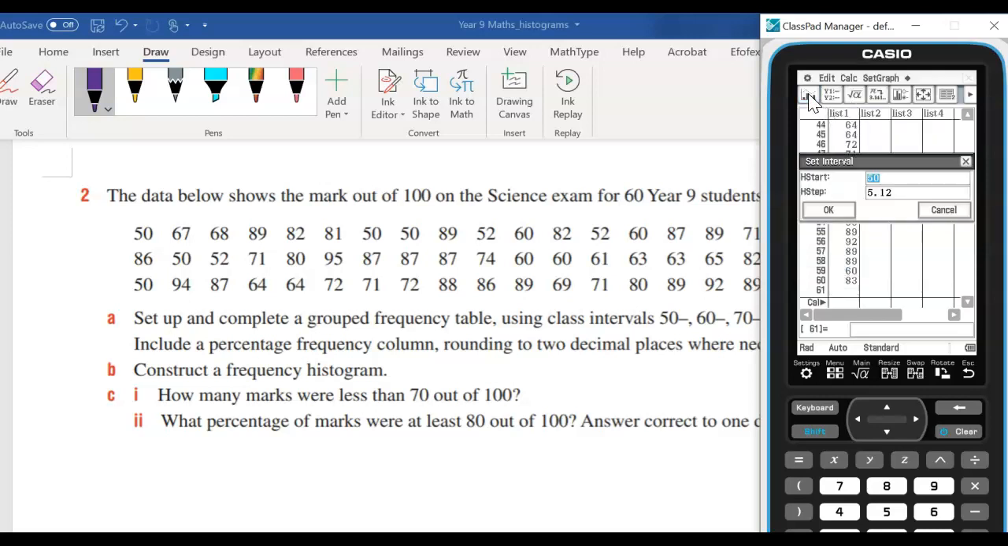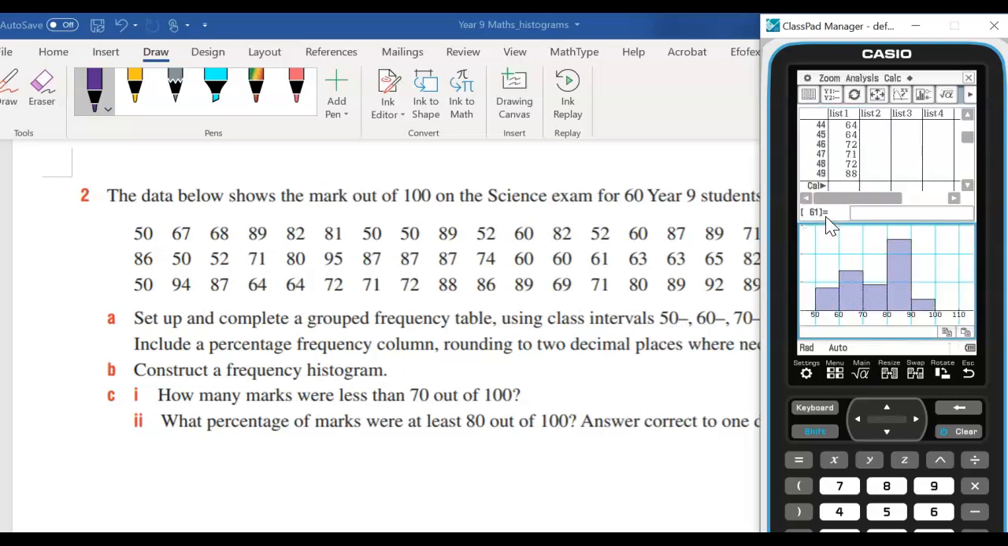Okay, and then have a look at our histogram. It's suggested we start at 50, so 50 must be our lowest value. The question does say we're starting at 50 anyway. Intervals of 10, so I'm going to change that to 10. Go to OK, and there's our histogram.